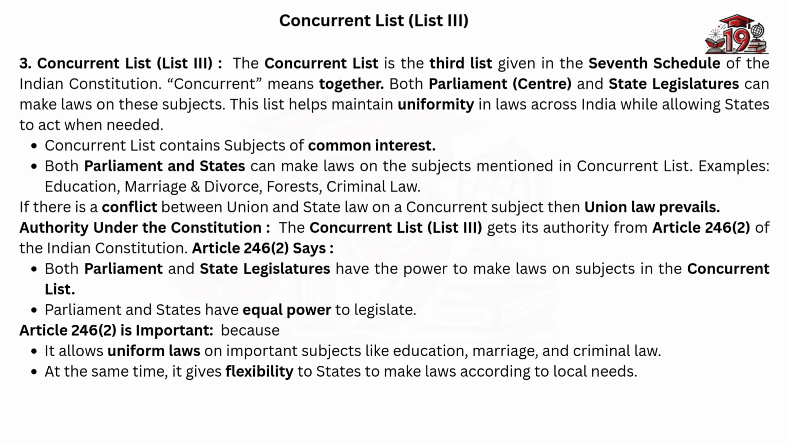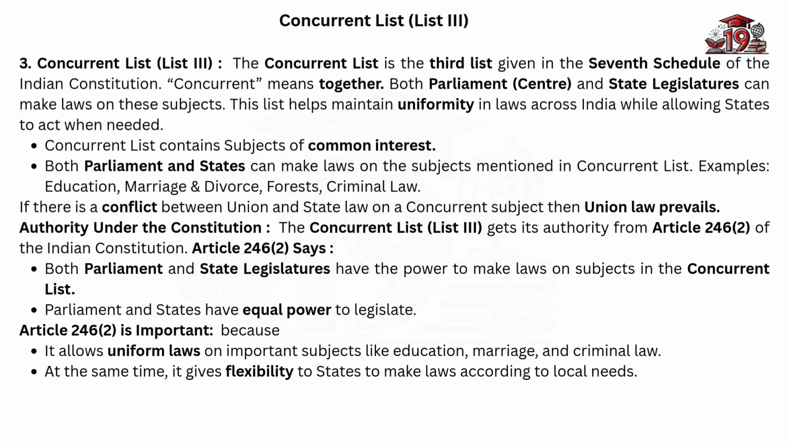Concurrent list contains subjects of common interest. Both Parliament and states can make laws on the subjects mentioned in concurrent list. Examples: education, marriage and divorce, forests, criminal law. If there is a conflict between union and state law on a concurrent subject, then union law prevails.